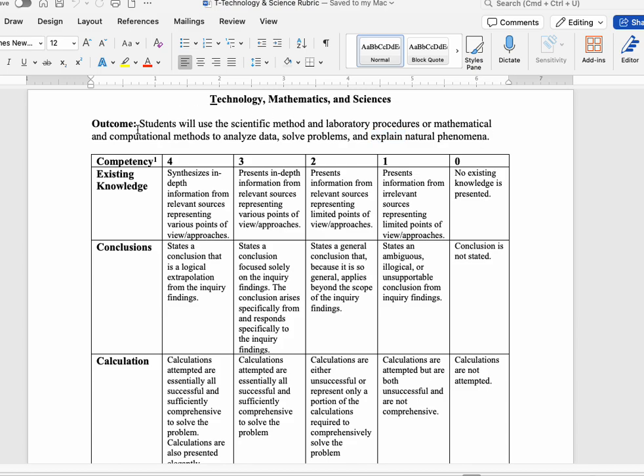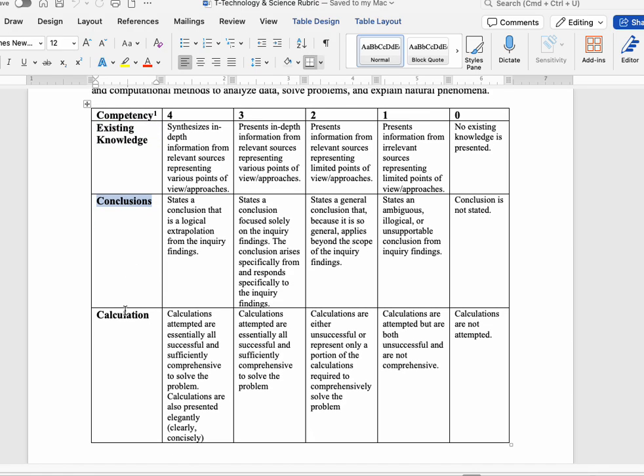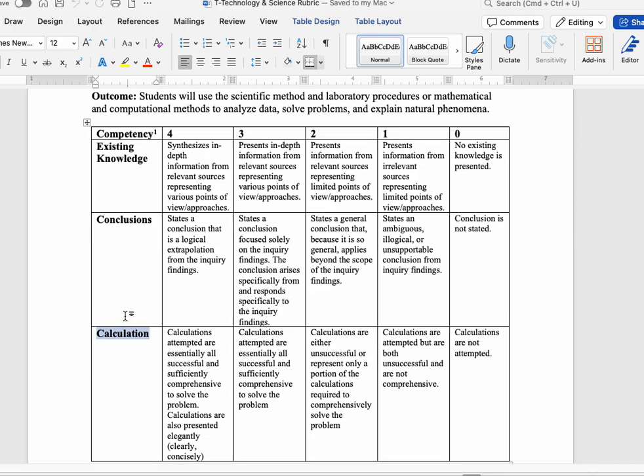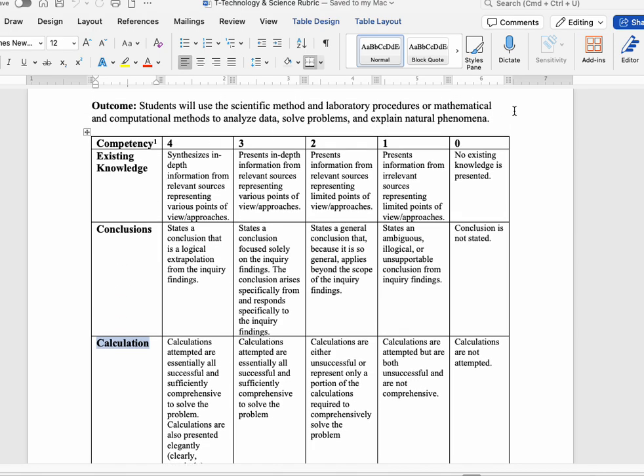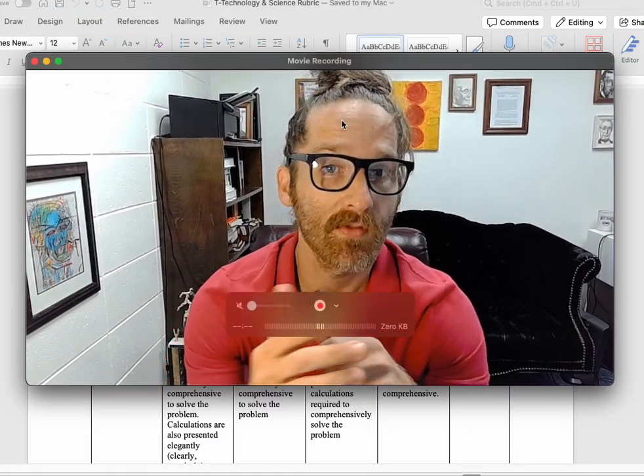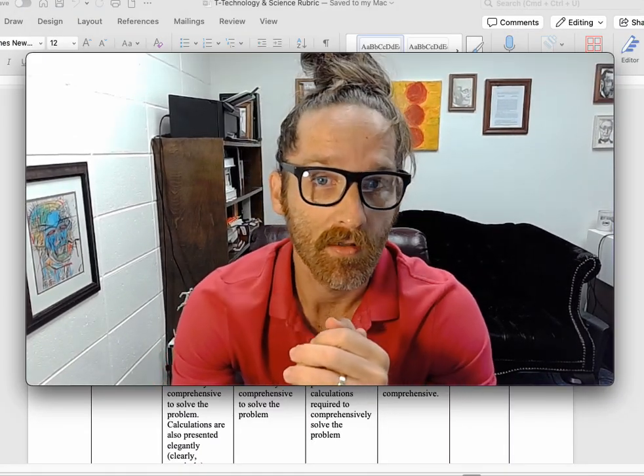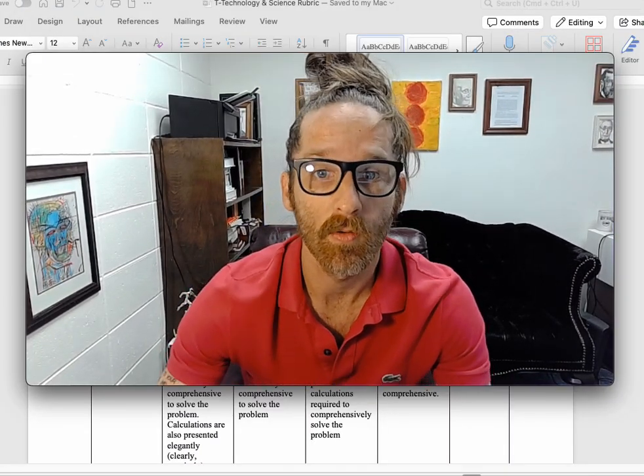So faculty decided that students should be able to demonstrate that they have existing knowledge, that they can draw conclusions, and that they can perform calculations. So in order to assess student work, we need to look at sample problems that they have solved where they demonstrate their ability to calculate, explain, and draw conclusions.